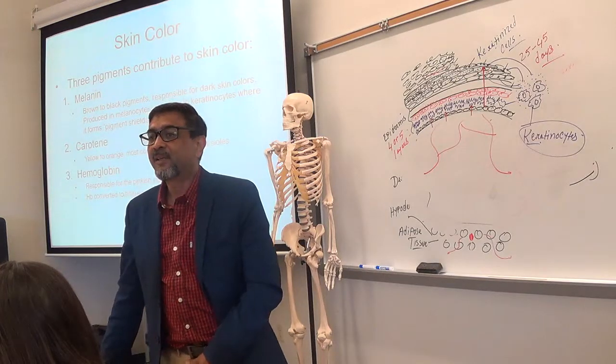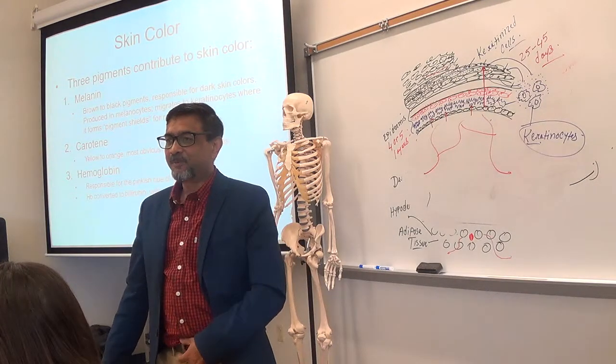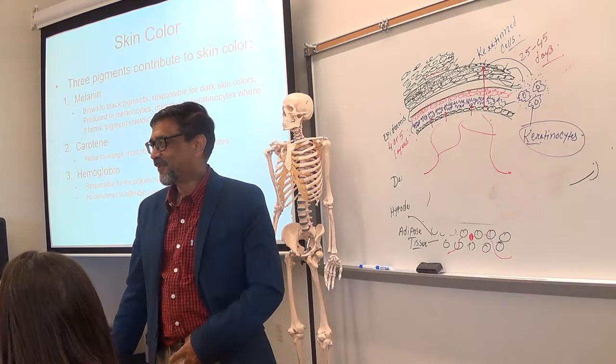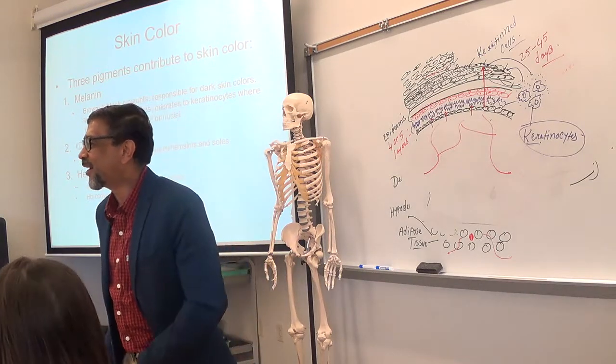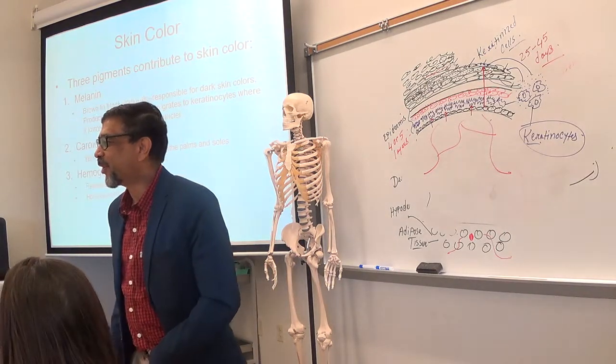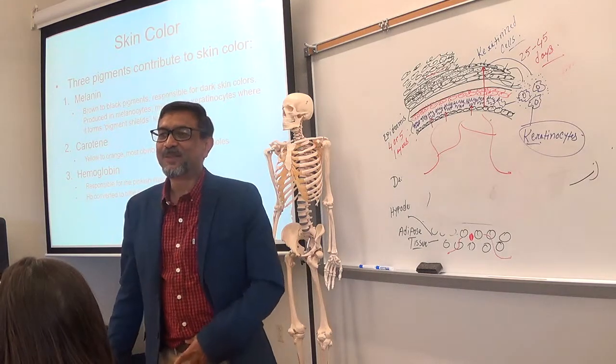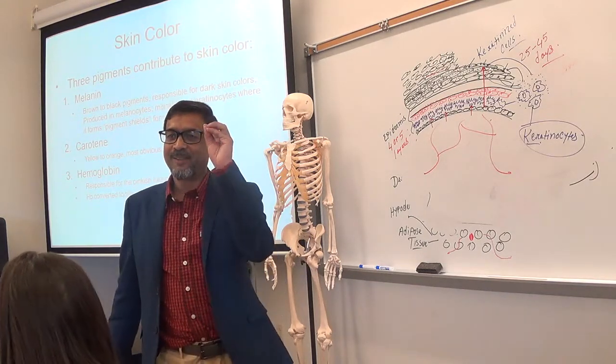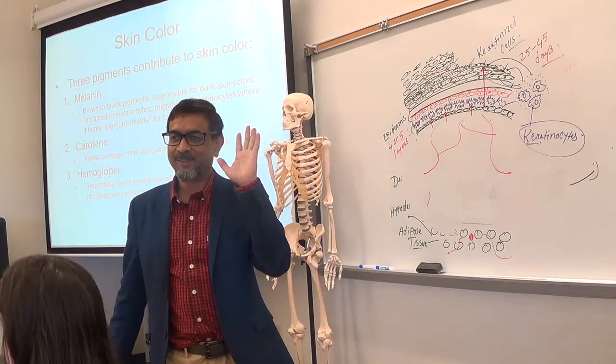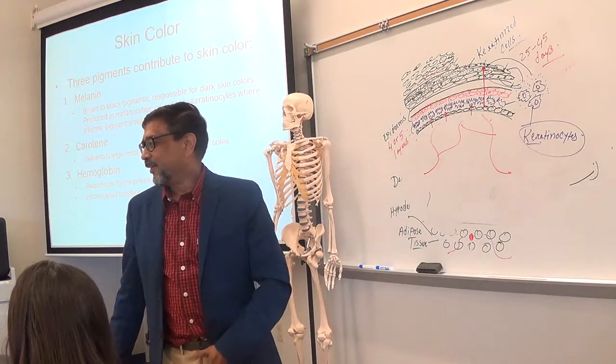Hemoglobin. Have you heard of hemoglobin? Hemoglobin gives the color of the blood. What is the color of the blood? Red, okay? So the color of the blood is given by hemoglobin.